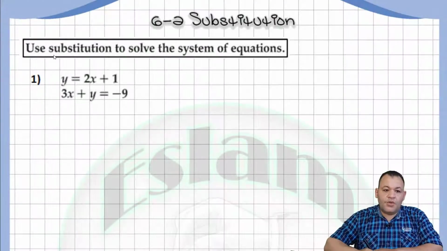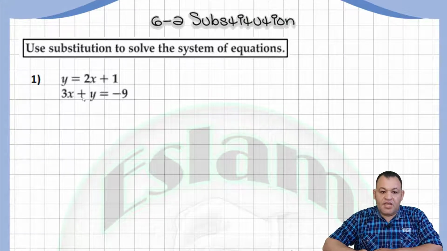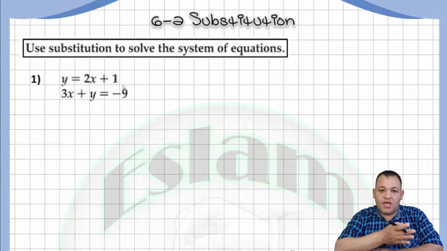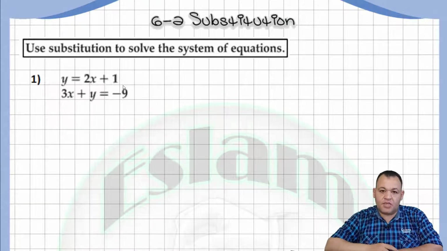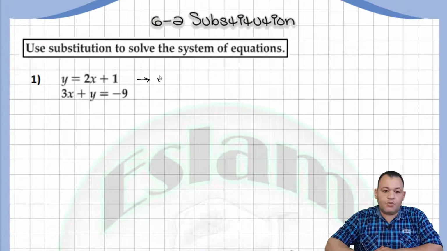So question number 1, we need to use substitution to solve the system of equations. Equation number 1, y equals 2x plus 1, and 3x plus y equals negative 9. The main point of solving is that we need one of the two equations to have one variable on the left-hand side and all of the expression on the right-hand side. You will find that in equation number 1. So that's equation number 1, and that will be equation number 2.